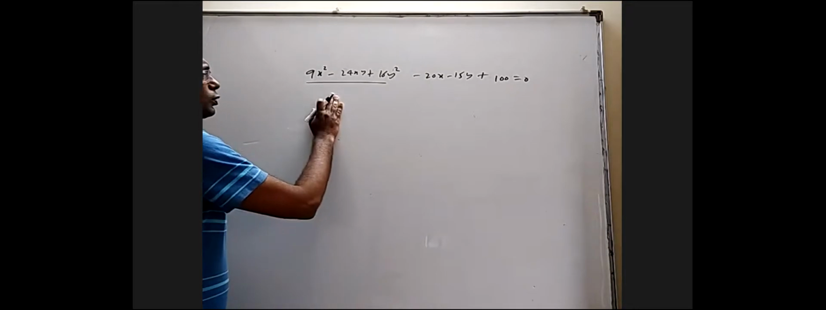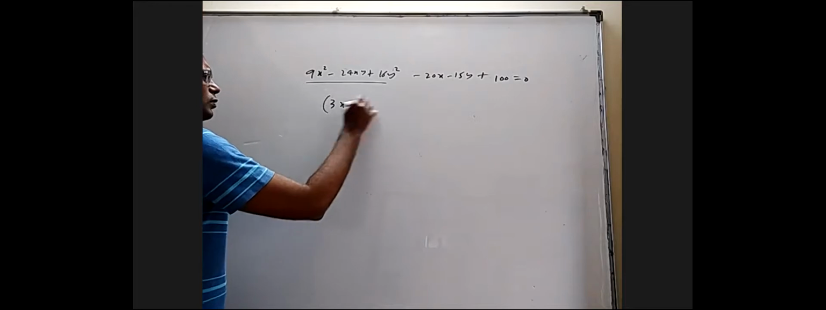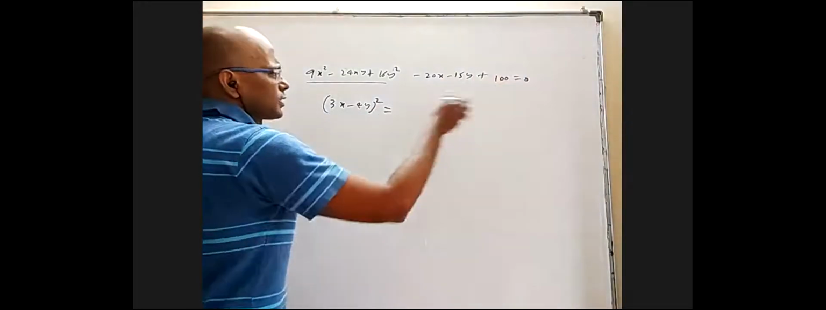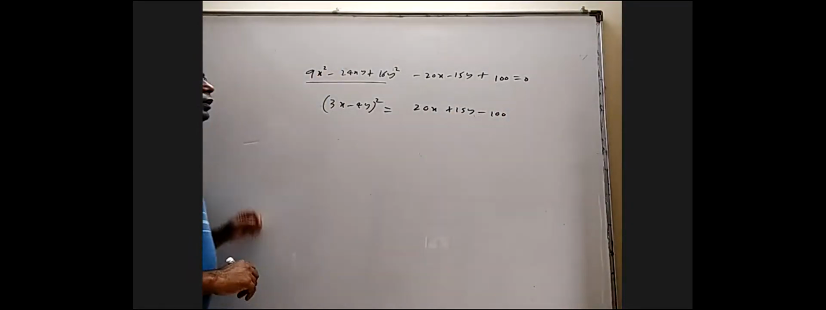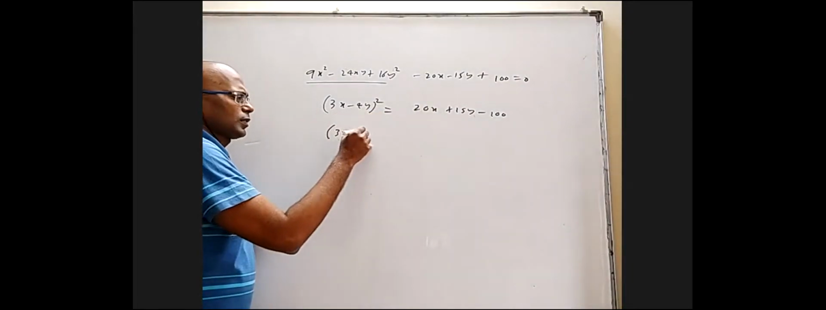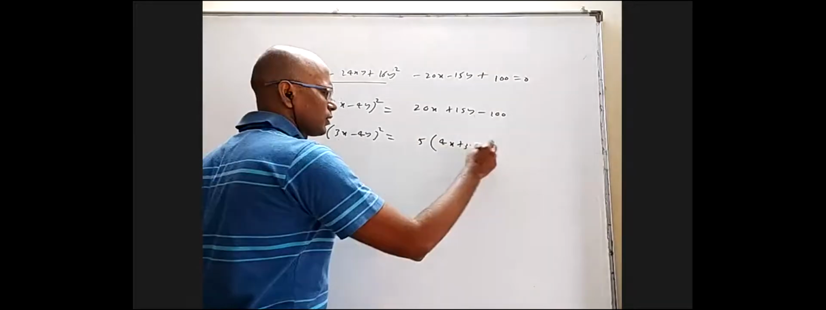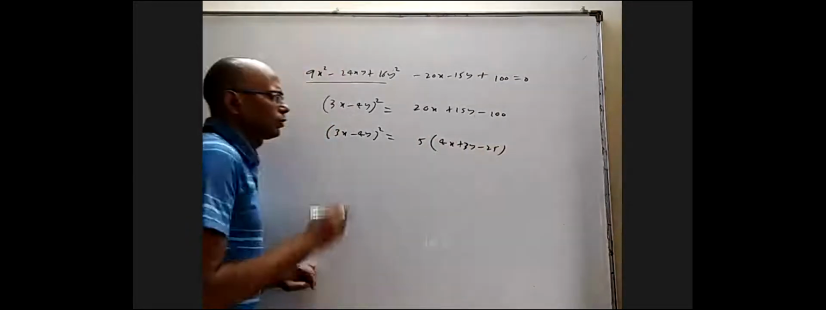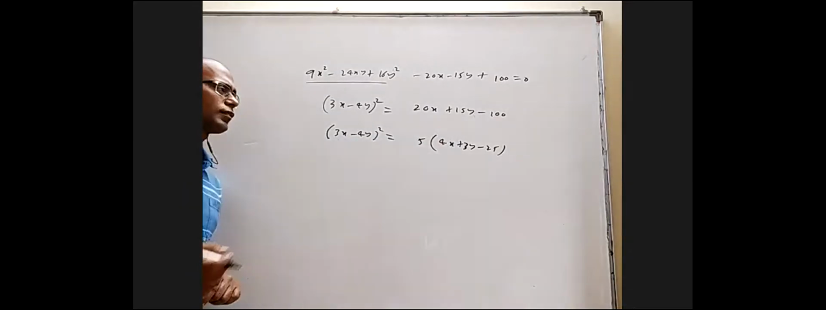But anyway, these three terms are a perfect square. You can write (3x minus 4y) whole square, and send the rest to that side: 20x plus 15y minus 100. But whatever is here, I need to have a perpendicular line. Here, if I take 5 common, I'll get 4x plus 3y minus 25. You can see the slope of this is 3 by 4, the slope of this is minus 4 by 3, so they are perpendicular lines.